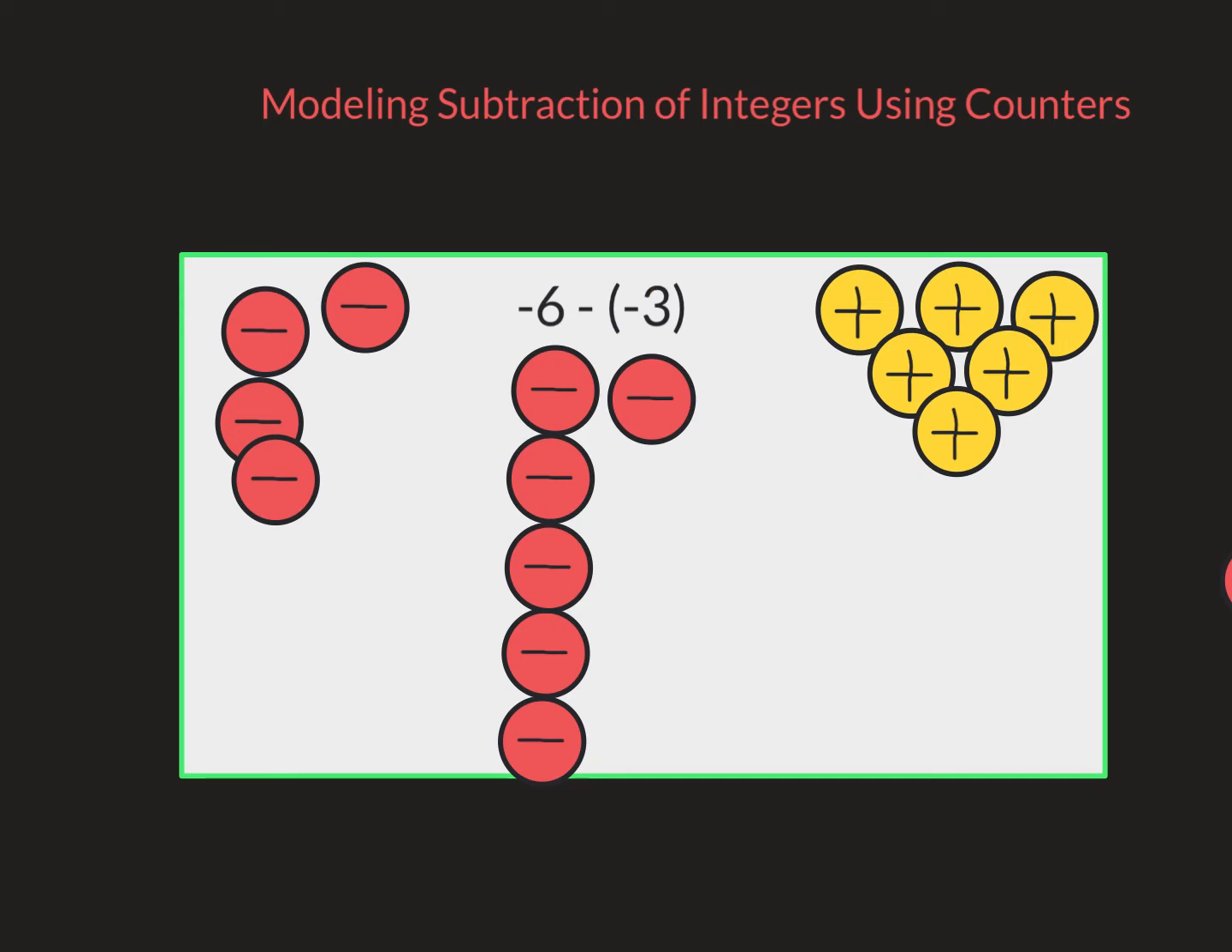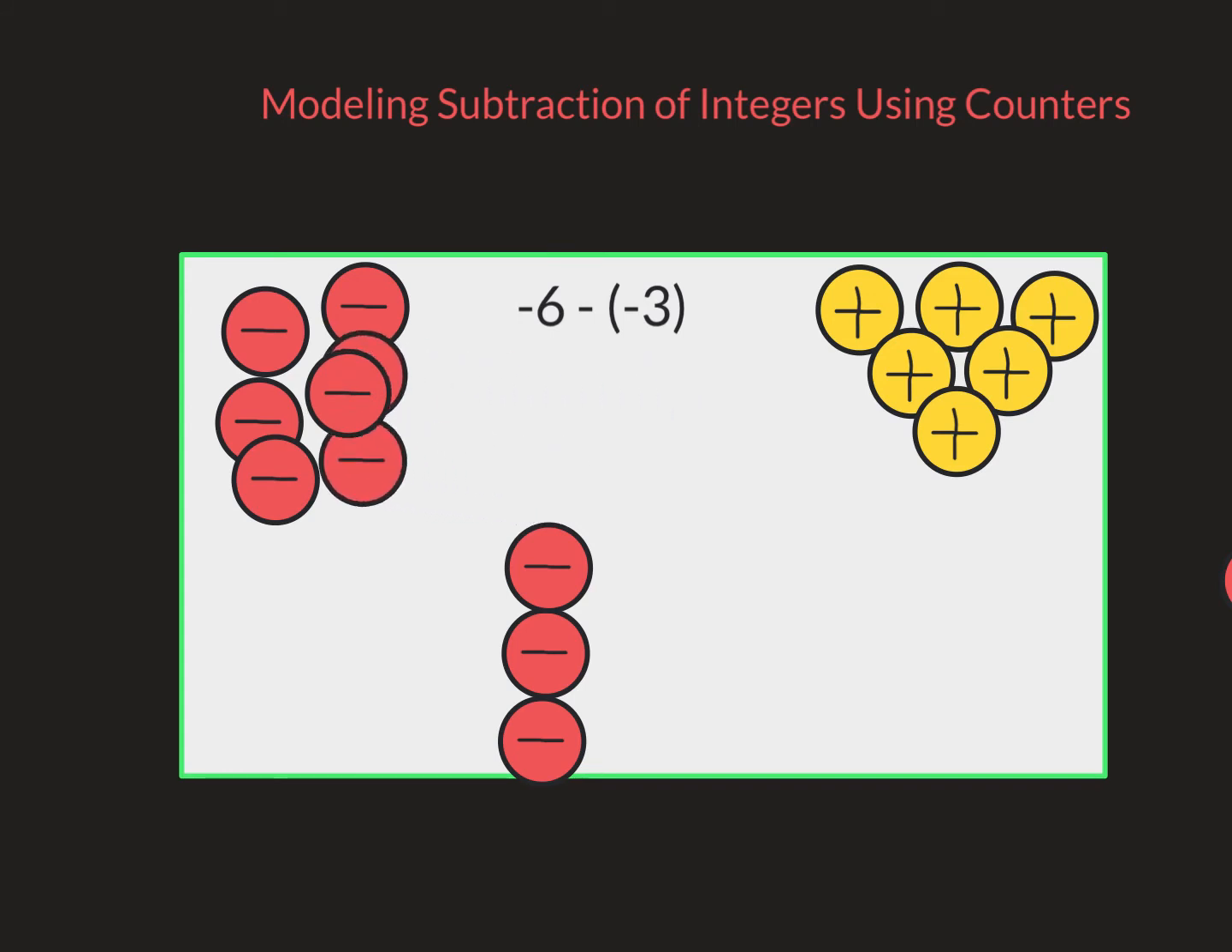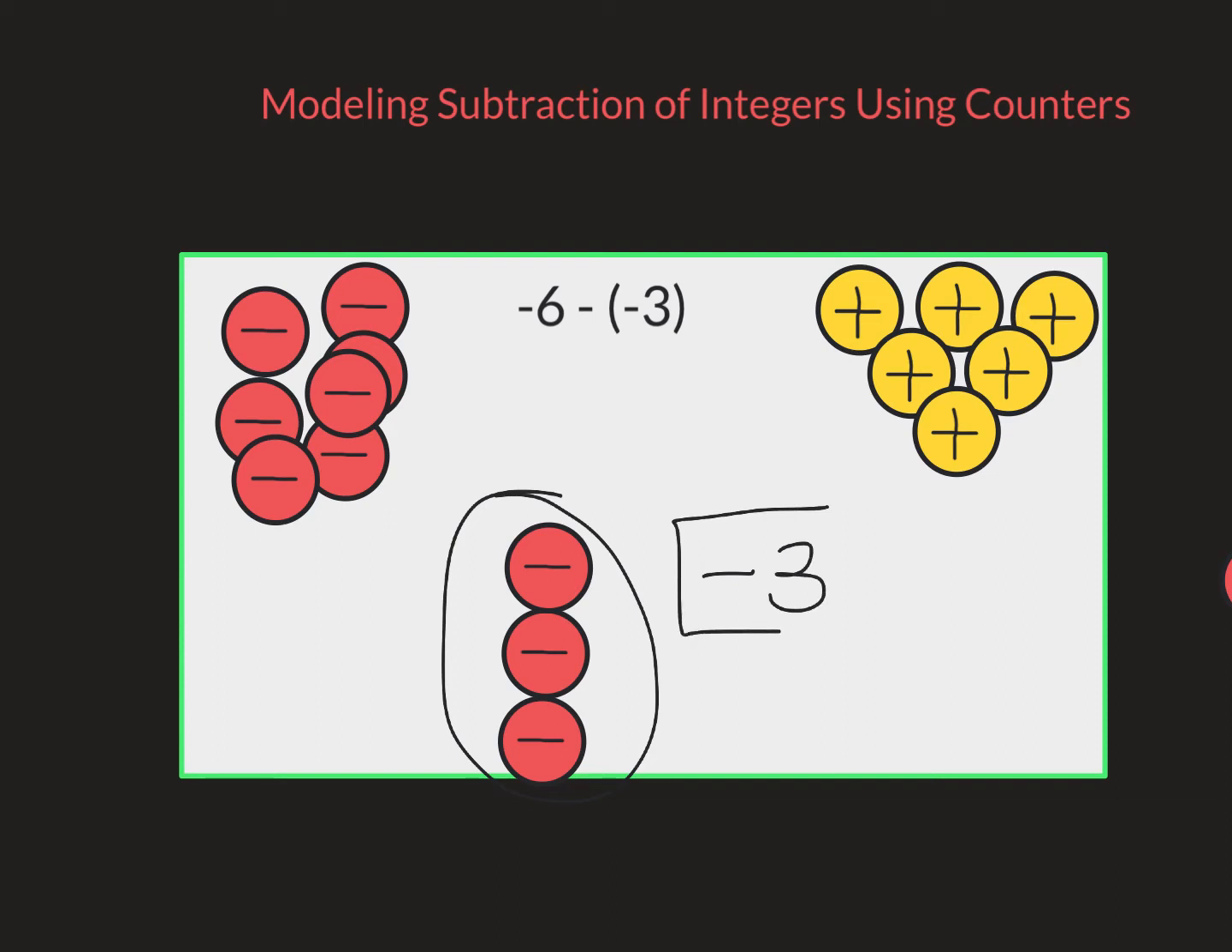Well, in this case, I don't really have to add anything. All I have to do is take away 3 because I have enough to get rid of 3 chips. So if I wanted to, I could just drag these away. I'm going to grab this one, 1, 2, 3, and that's going to leave me with this as my answer. So it looks like my answer would be 3 negative chips.